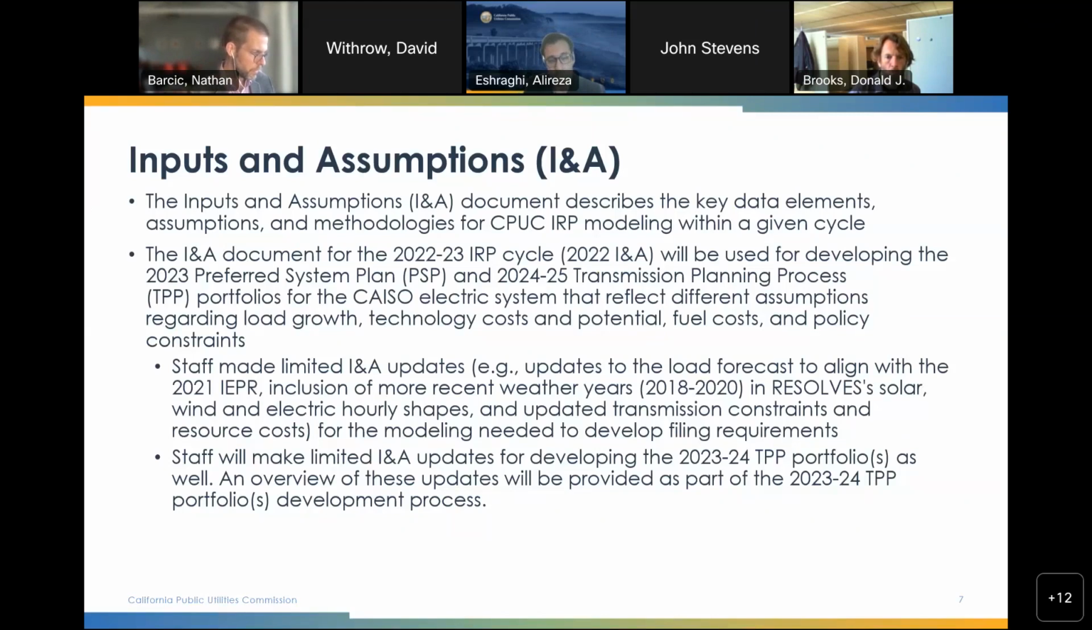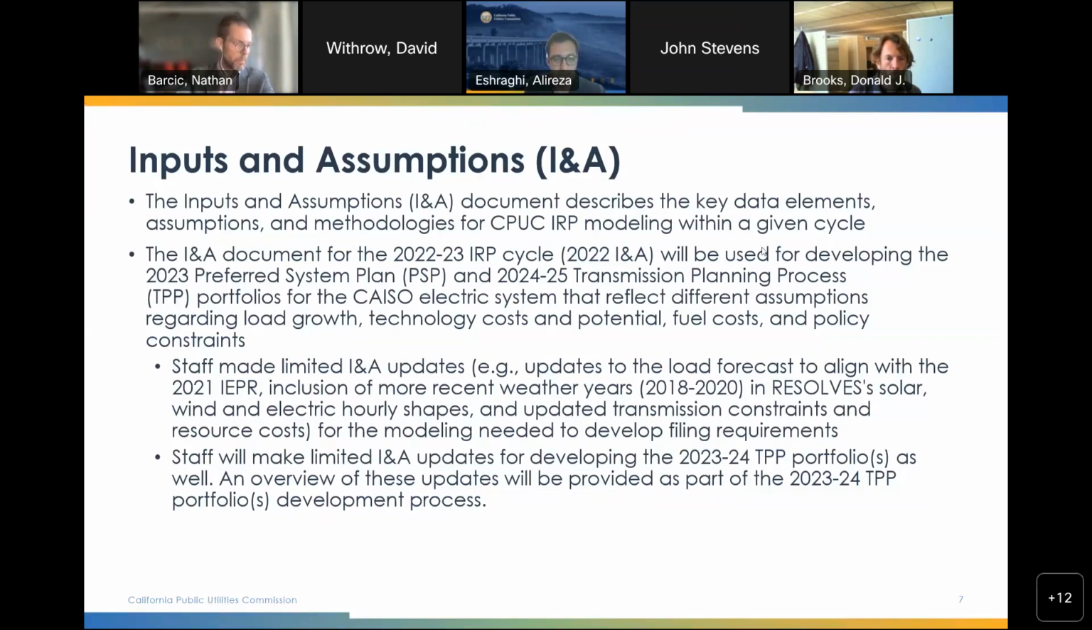The first one was the final requirement assumptions. Staff made limited INA updates for the modeling needed to develop final requirements. The other near-term use case that we need to make limited INA updates is for developing the 2023-2024 TPP portfolios. An overview of these updates will be provided as part of the TPP portfolio development process. But as I said here, we are focusing on the INA document that will be used for developing this cycle's preferred system plan.